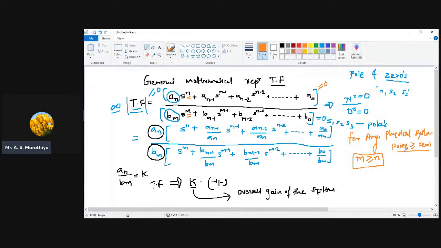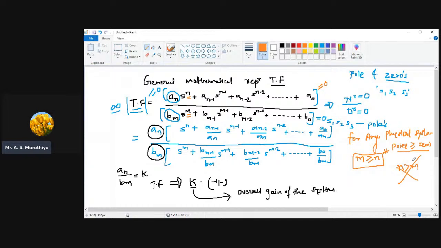So this you have to remember, that m is always more than n, or at least it is going to be equal to n. The reverse condition is not possible. That means n more than m, this condition is never going to happen. That means the number of zeros is always going to be less than the number of poles, or at the max they are going to be equal. This point you have to remember.